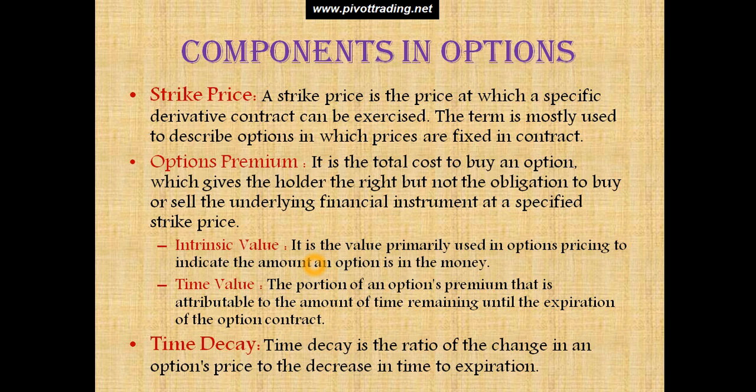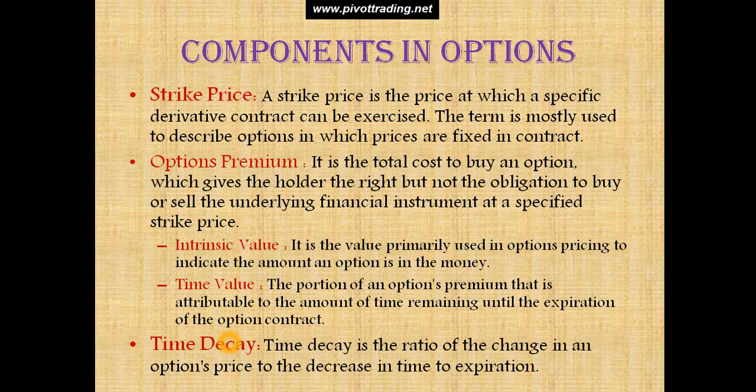Intrinsic value is the value primarily used in options pricing to indicate the amount an option is in the money. Well, I can only explain this with an example. Time value is the portion of an options premium that is attributable to the amount of time remaining until the expiration of the option contract. Again, I can explain this much better only with a couple of examples. So I will explain in a couple of minutes.